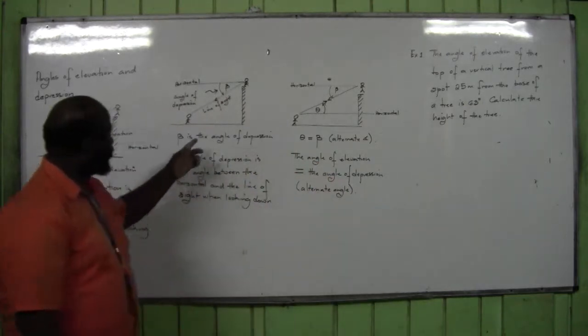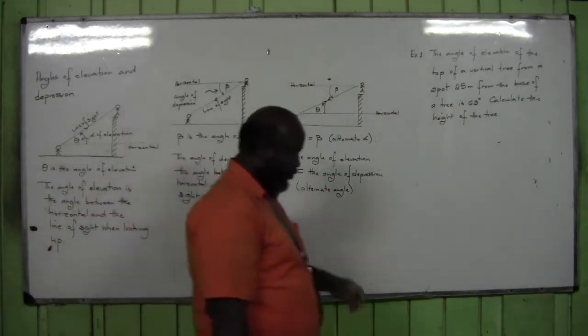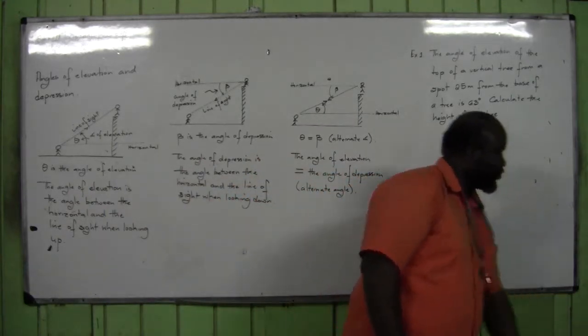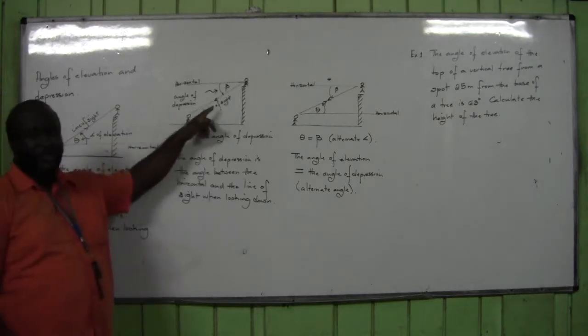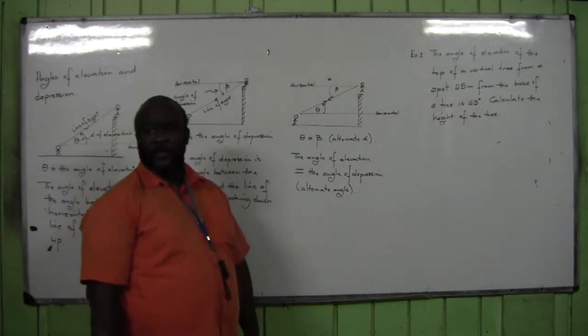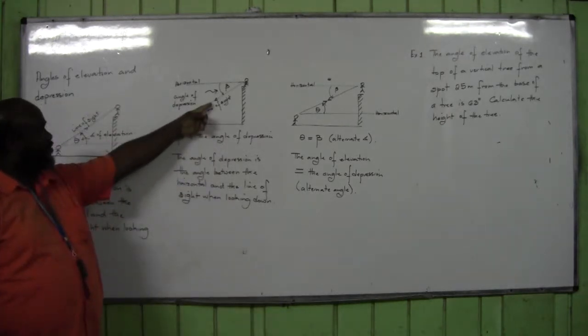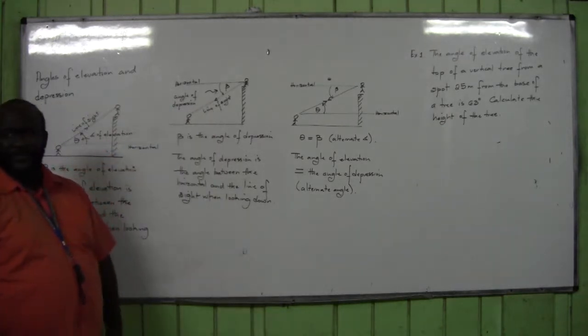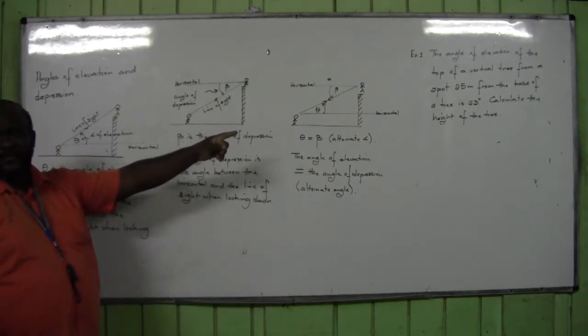Number 2, notice the arrow. The arrow shows you where the person is looking. Arrow looking what? Up. Arrow looking down. Notice there's no diagram over there. You have to go draw a diagram.